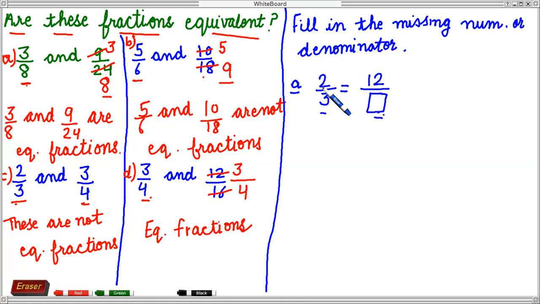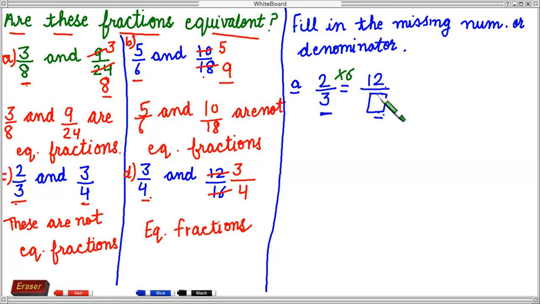Now see, here is 2 and here is 12. So it means the lowest fraction is given to us and we have to find the highest one. So what we will do, we have to find out by which table we have multiplied 2, that it became 12. So 2 times 6 is 12. So it means we multiply 2 by 6.